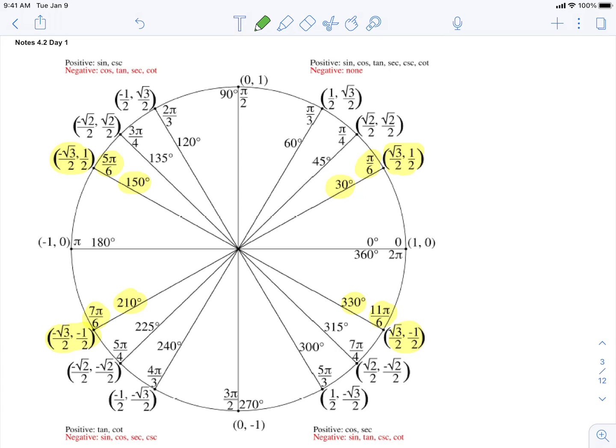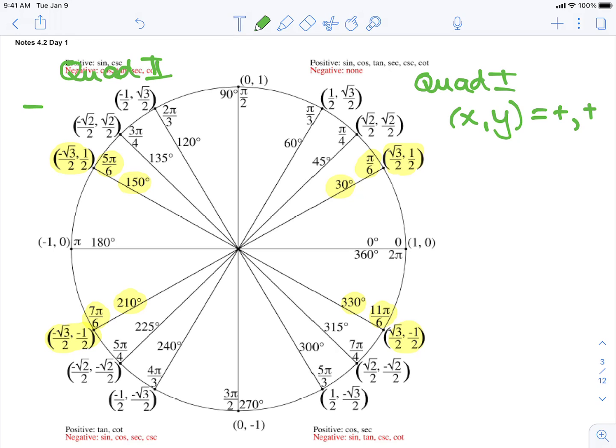So when we're in quadrant 1, the ordered pairs for x and y will be a positive sign and a positive sign. When we go to quadrant 2, our ordered pairs are going to be a negative x and a positive y. In quadrant 3, we're going to have a negative x and a negative y. And then in quadrant 4, we're going to have a positive x term and a negative y term.